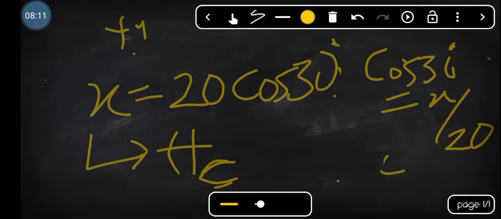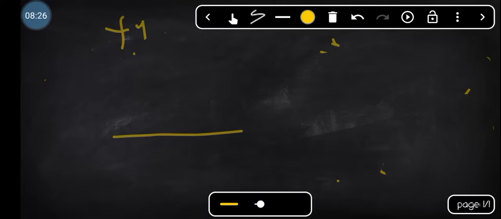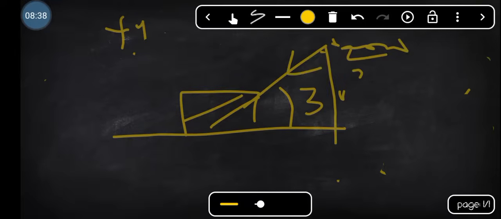Now, how do we find the vertical component? If you look at the diagram we drew, this is 30 degrees and this is your 20. We draw a complete triangle. This side is the 20, and we are looking for this side, which is the same as this side. So this is opposite over what?